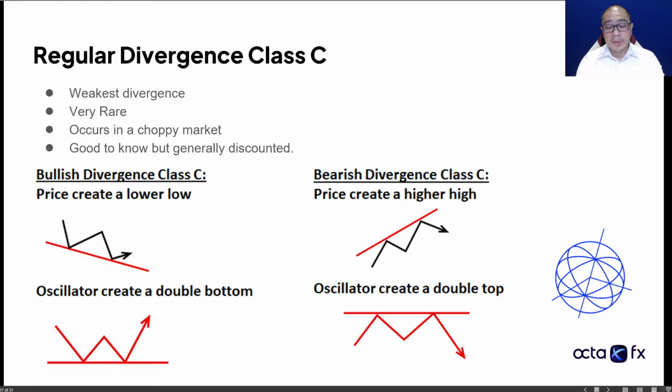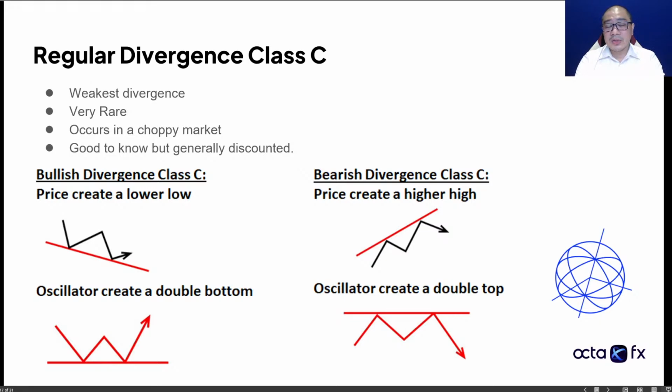I've been keeping an eye out since the pandemic happened. We haven't seen any class C divergences, at least on the daily time frame on the major currencies. We just don't see that. Okay. The difference here is not price creating a double top or a double bottom. It's actually the oscillator that creates a double top or the double bottom.